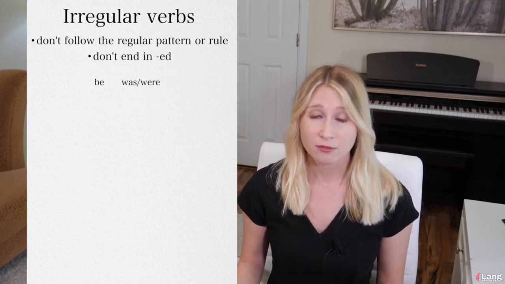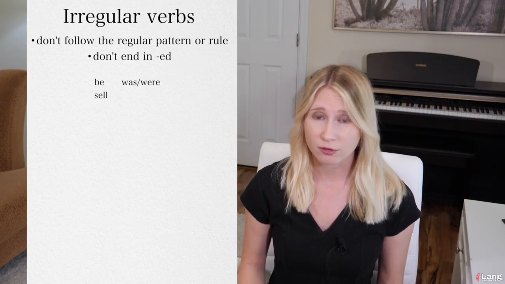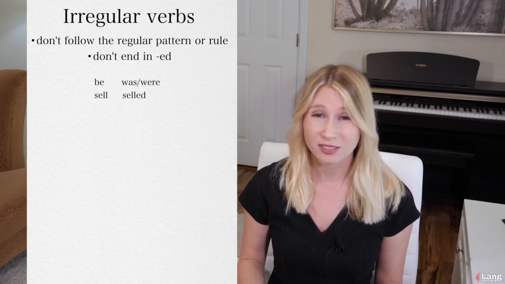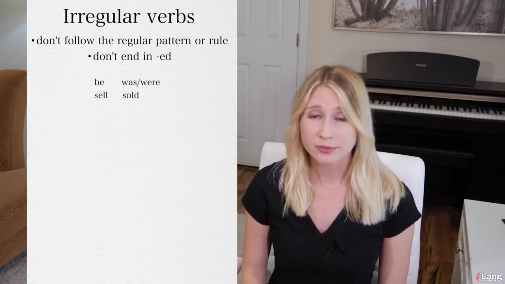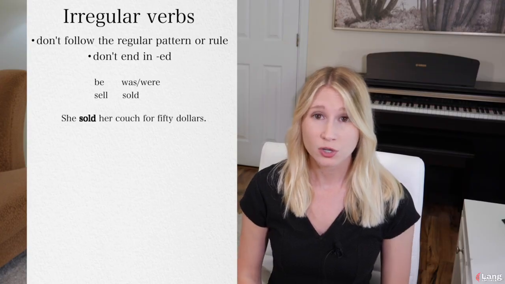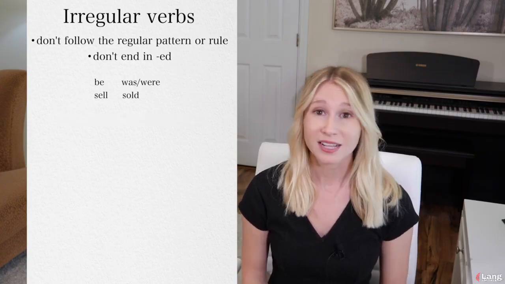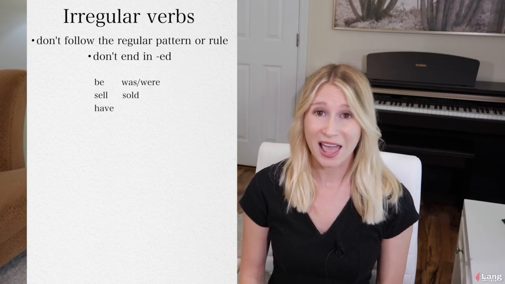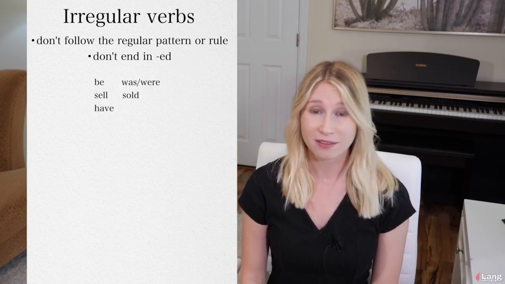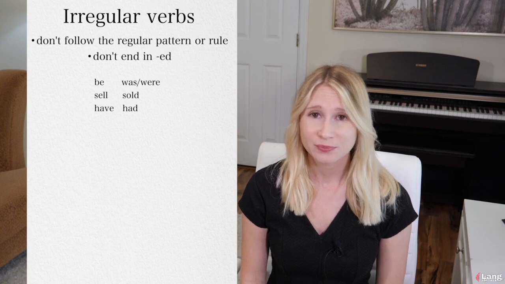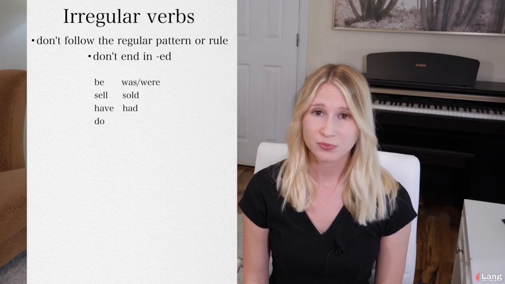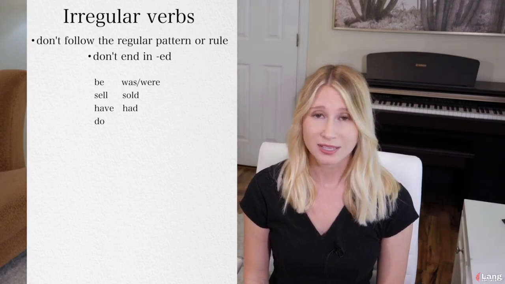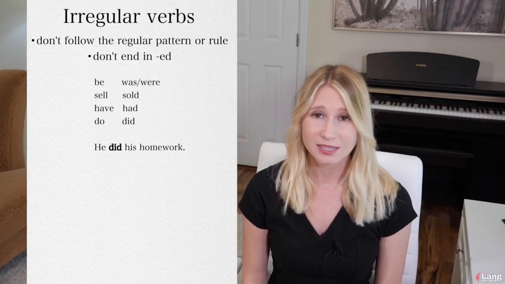The next irregular verb on our list is sell. Now, if sell were a regular verb, the past tense would be selled. That is incorrect. The past tense of sell is sold. For example, she sold her couch for $50. The next irregular verb on our list is have. The past tense of have is had. Had. Next, we have do. The past tense of do is did. He did his homework.